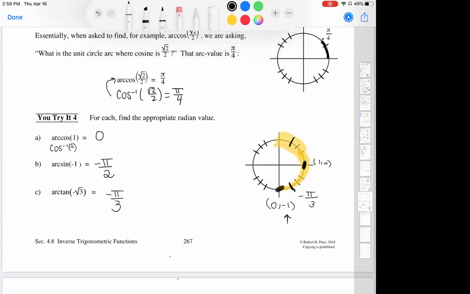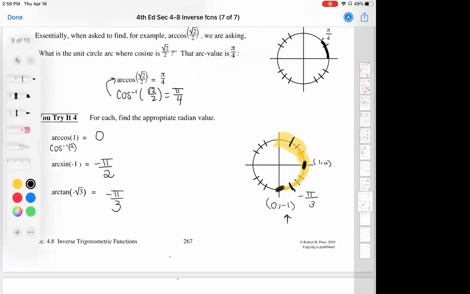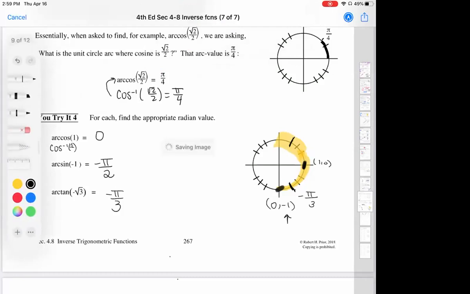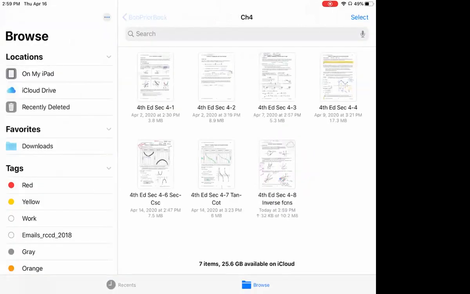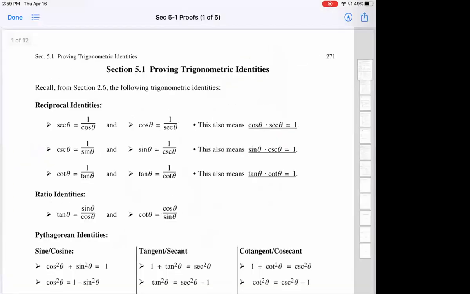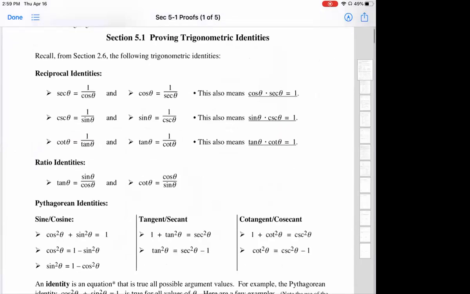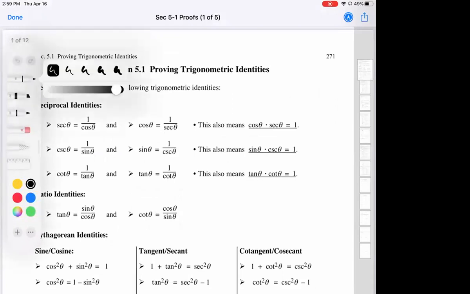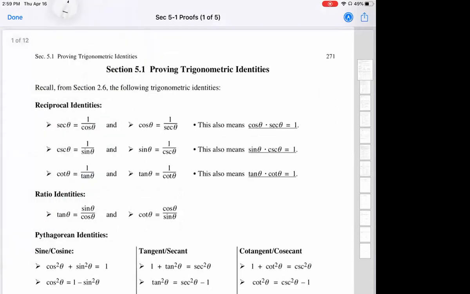Okay, that is section 4.8. Let's continue with 5.1, proofs. Proving trig identities. To begin, let's recall some pieces of our past section, 2.6.